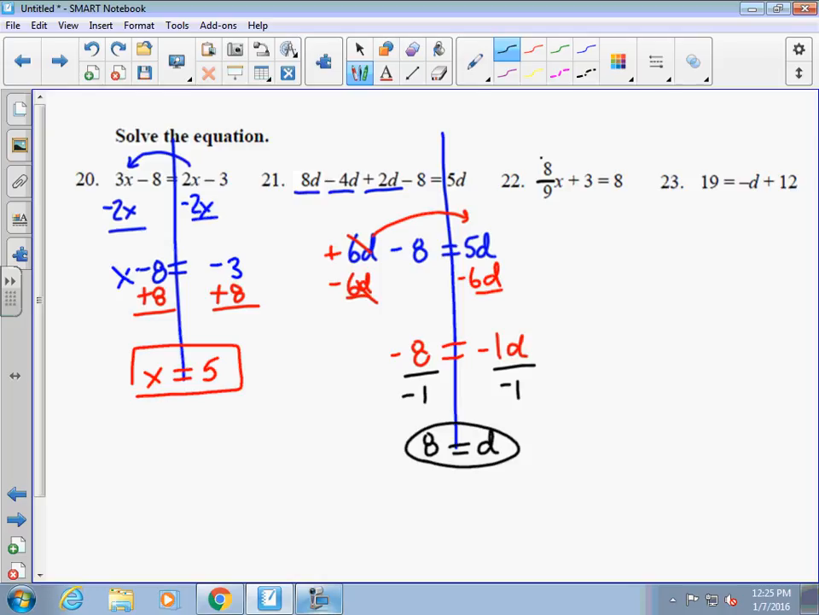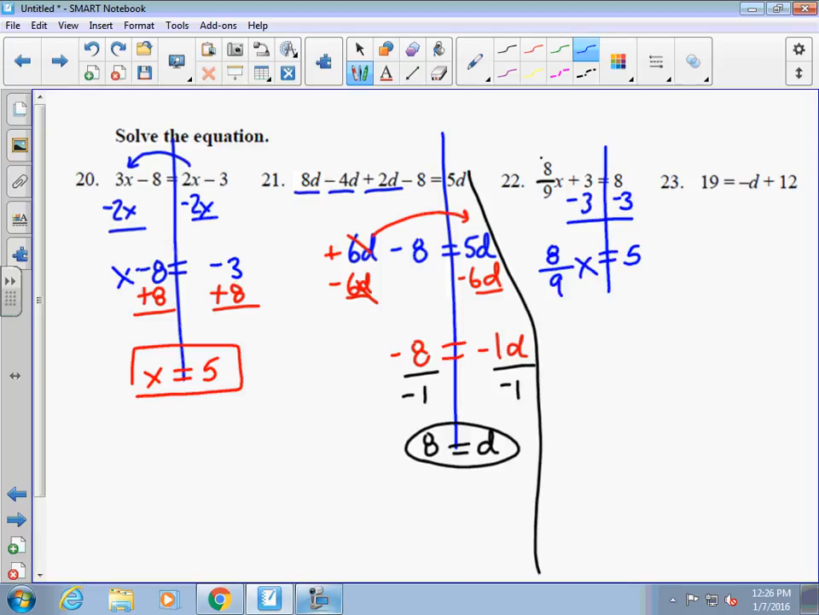22 says 8/9 times x plus 3 is equal to 8. Again, undo your order of operations backwards. So undo plus 3 by subtracting 3 on both sides. 8 minus 3 is 5. That's equal to 8/9 times x. Remember, we would undo multiplication of 8/9 by dividing. We would divide by 8/9.